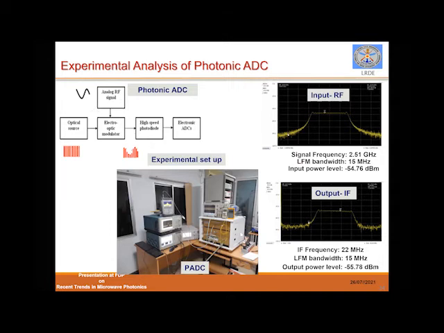So what we have done here is, we try to give an S band signal. Now, the moment I am talking right now, I am talking about the RF S band. S band means it operates between 2 to 4 gigahertz. So here I have chosen an input signal of 2.51 gigahertz with a bandwidth of 15 megahertz with a signal level of minus 54.76.